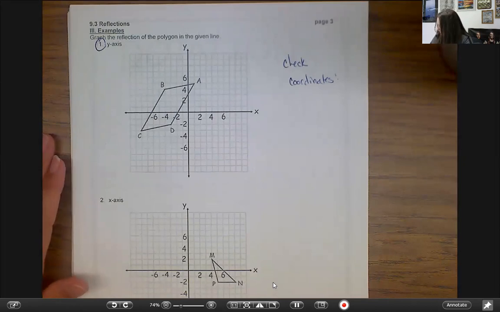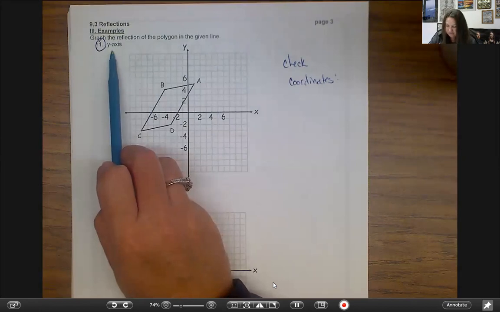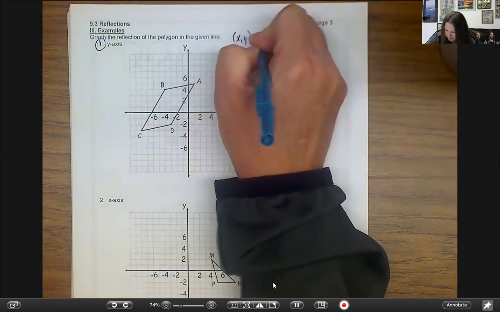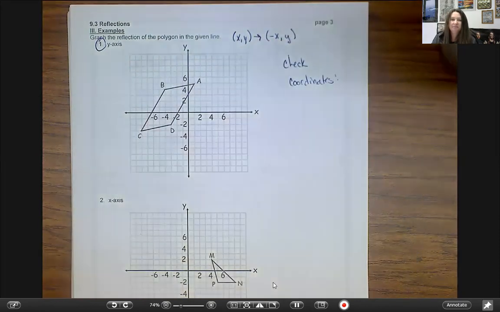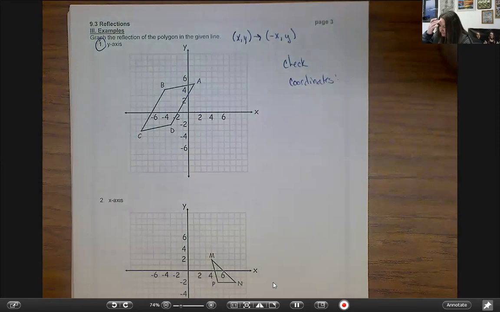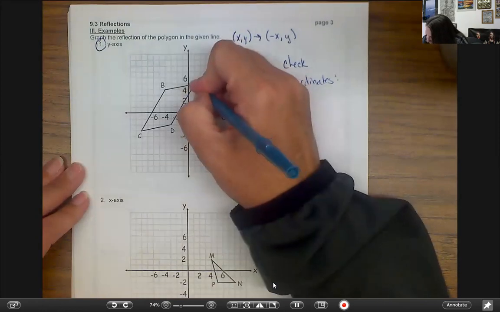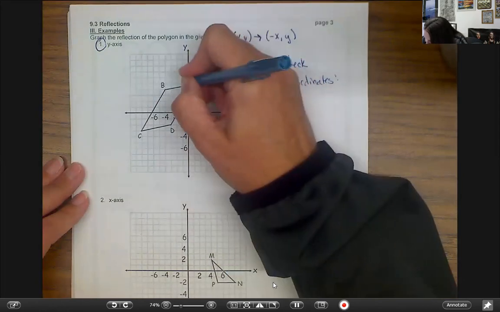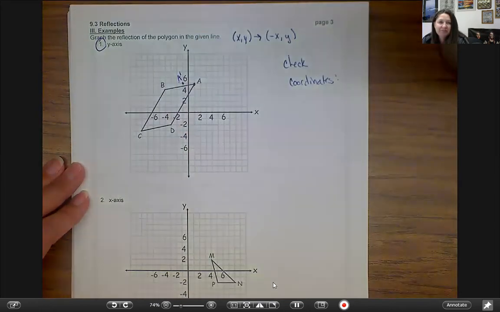Okay, so in this case, if I look back here and I look back at what my rule is going to be for reflection over the y-axis, I can use this rule. (x, y) goes to (-x, y). Okay, or it's going to flip it over that y-axis. So you could see, for instance, if point A is located here, then it's 1 unit away from the y-axis, so we'll move 1 unit on the other side of the y-axis. So that would become A prime.